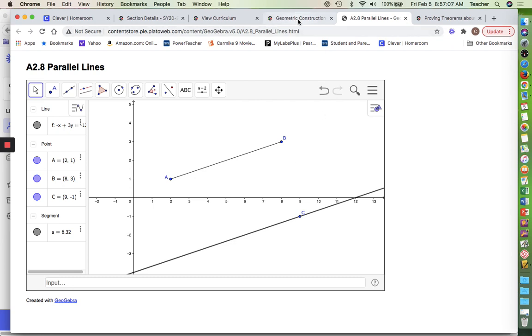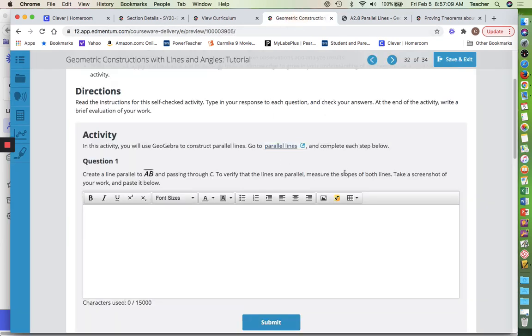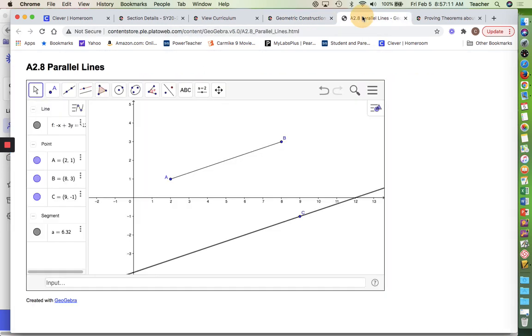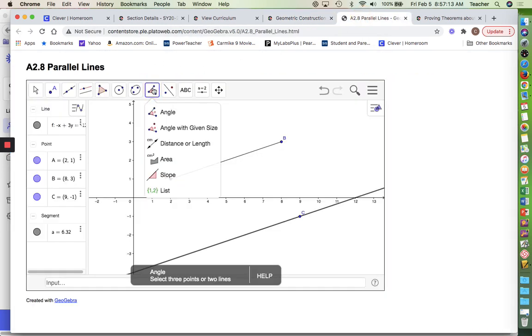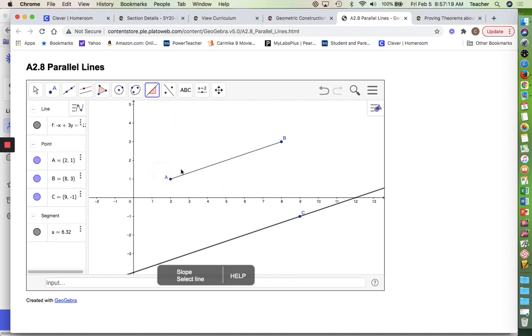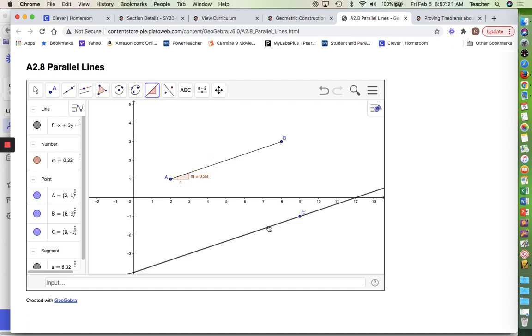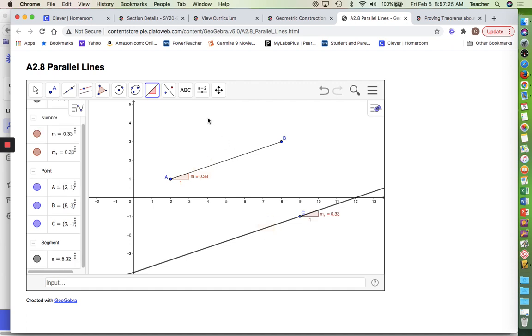And they told me to find the slope to prove that they're parallel. Take a screenshot. Well, if you don't know where slope is by now, you have not been watching these videos or you have not been paying attention in my class. Go to slope. Looks like that is 0.33. This one's also 0.33. So they are, in fact, parallel lines because they have the same slope. They're not going to intersect each other in this plane.